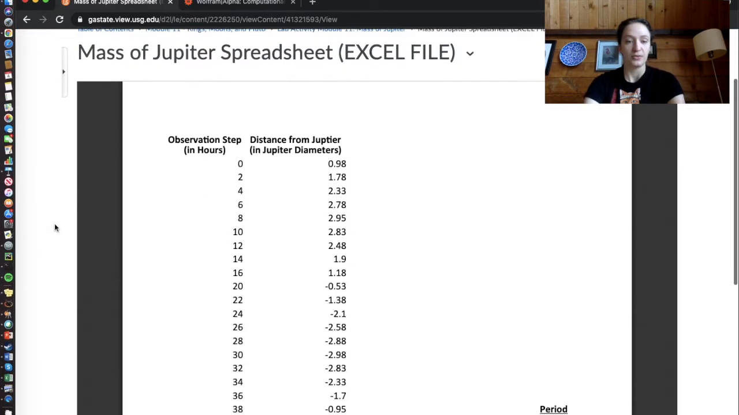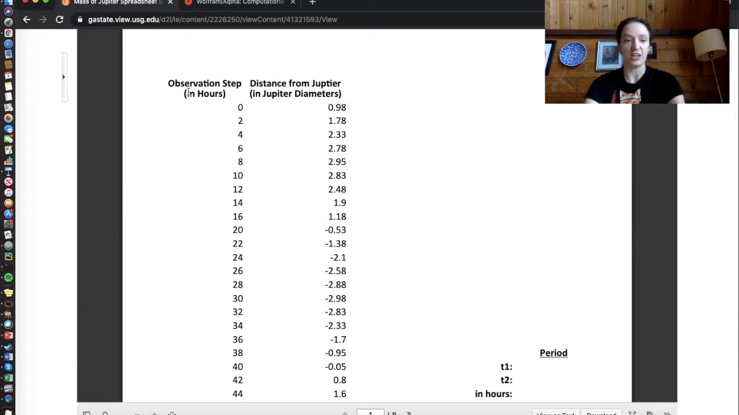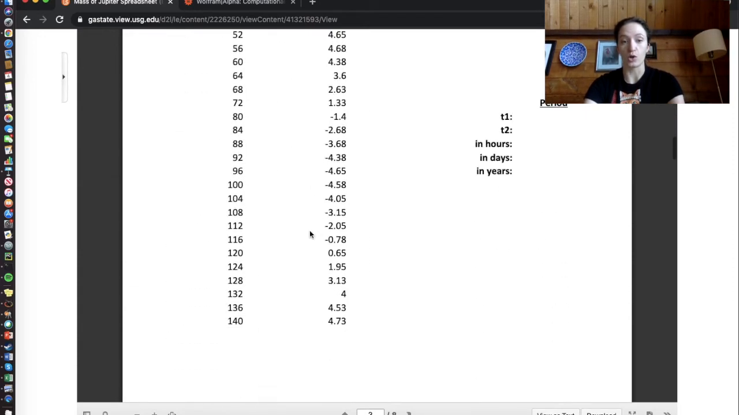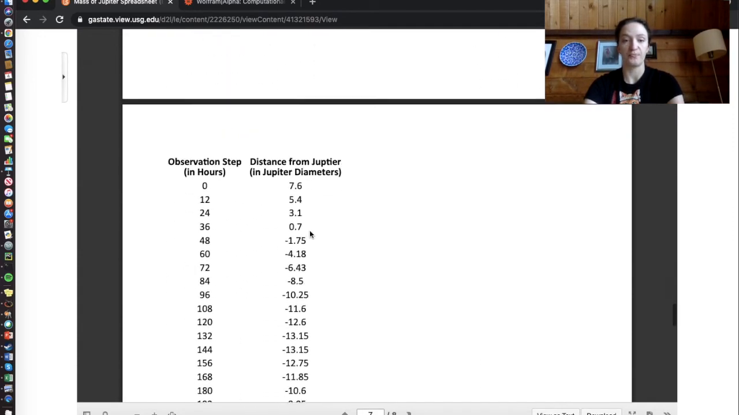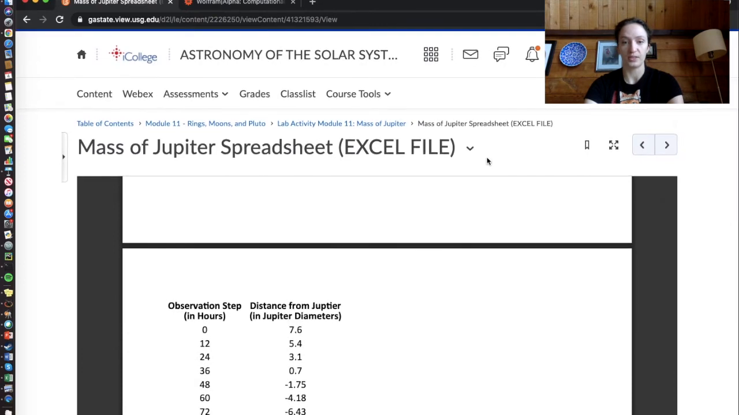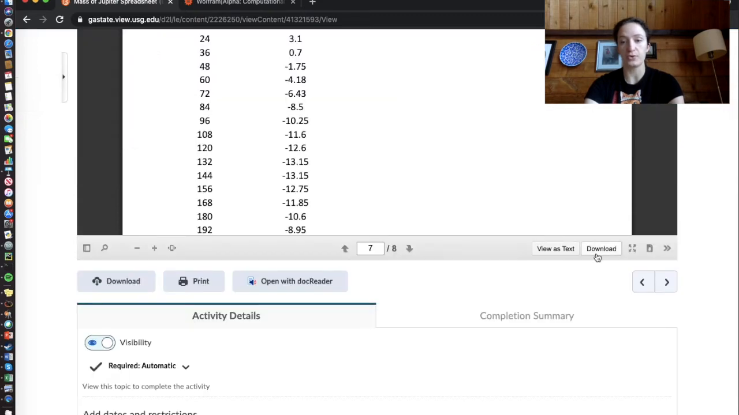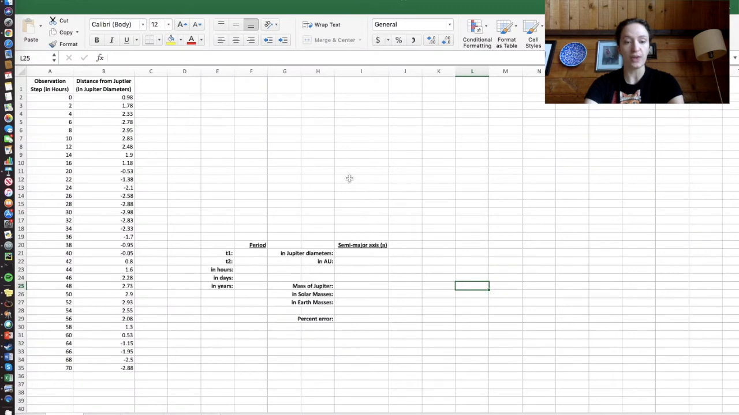So you can pull this up. You can see that it has your observation step and your distance from Jupiter for all 4 moons. It's fairly long. You just go ahead and click this little down arrow and click download, or you can click download at the bottom of the page. Once you have it downloaded, this is what it should look like.